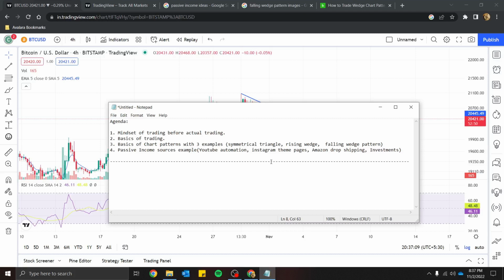Instagram theme pages. Suppose currently most of the people we find on social media, there are around 2.3 million active users of Instagram every day. Okay, 2.3 million, right? So out of 2.3 million, how many people do you think use Instagram for what? I can assure you that 2 million people use Instagram just in their leisure time, just to scroll.